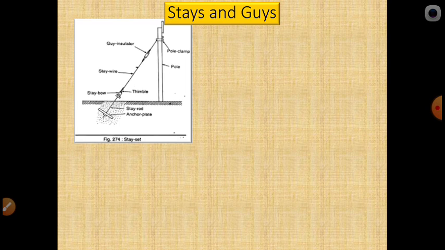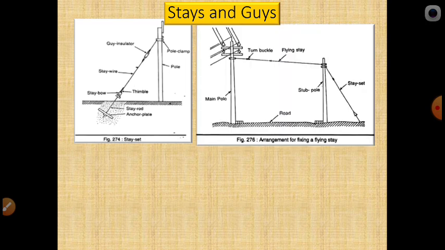Now coming to the stay and guys. What is the purpose of a stay? Stays are mainly used for supporting the poles at the ends and at the corners. That is the main function of the stay. You have already drawn the stay figure in drawing class in second year. This is one stay you can see here, and this is another type of stay arrangement. You can place it on one pole.